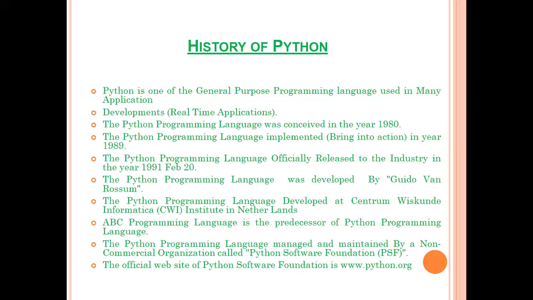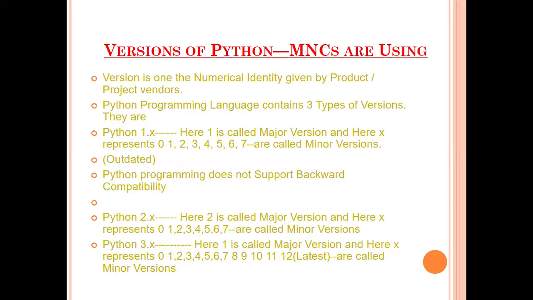Now, the ABC programming language is the predecessor of the Python programming language, and nowadays it is managed and maintained by a non-commercial organization, that is PSF, Python Software Foundation. The official website from where we can freely and easily download the Python software is www.python.org.